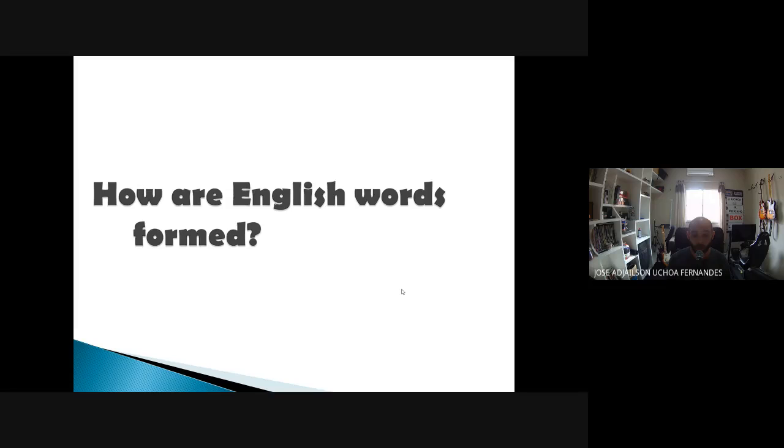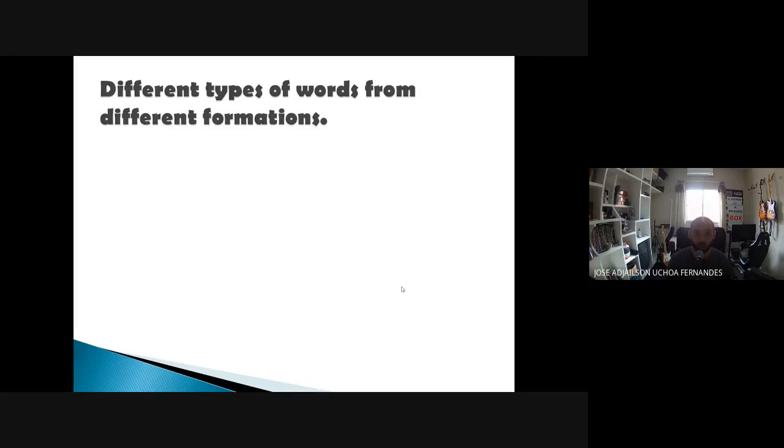Today we are going to see different processes on how to form words in English, right? So, how are English words formed? We have different types of words from different formations. These processes of word formation result in some types of word formation. The first one being the derived words, okay? Then we have the lexical gaps, which are not actually words, okay? We'll discuss them.